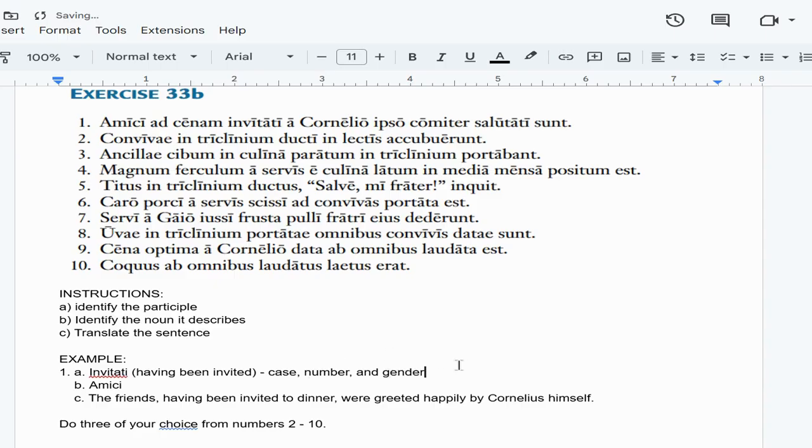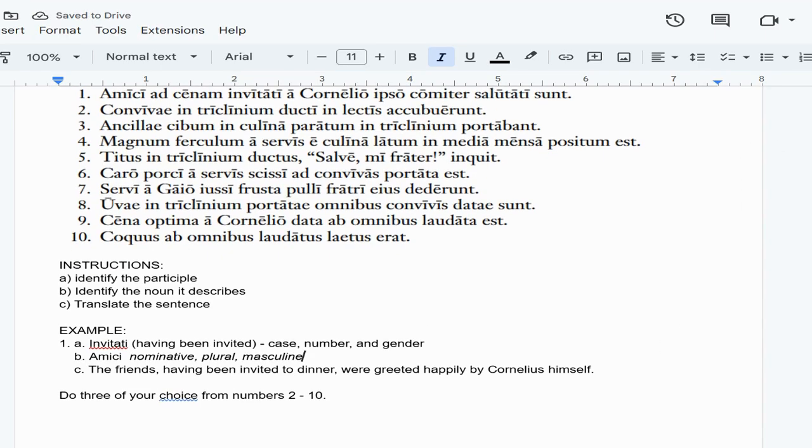So, if I'm looking at this sentence, I can see that I have a word that has an ending on the same row of the noun chart. Amici is both nominative, it is plural, and it is masculine. So it matches my participle in case, number, and gender.